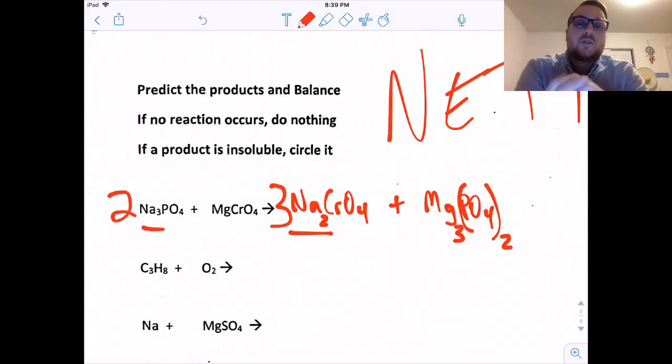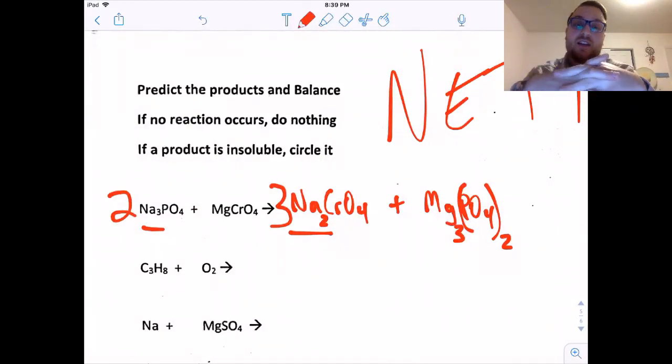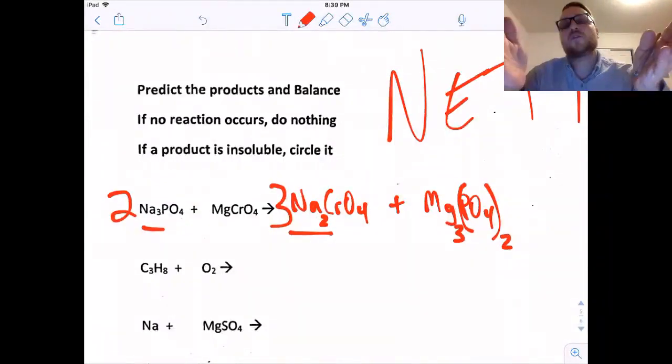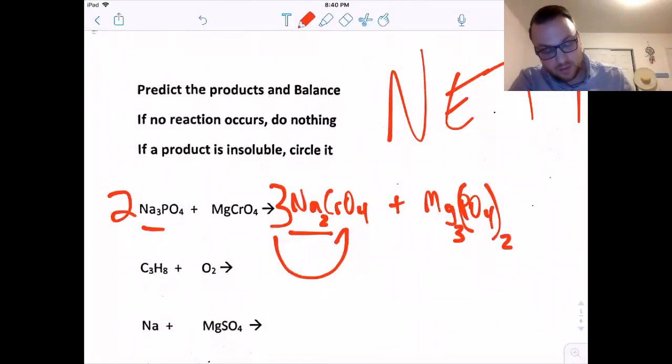Now, if you have these polyatomic ions, aka phosphate and chromate, sometimes it's easier to just balance those as their own separate thing instead of looking at the P's and the Cr's and the O's. So I'm going to treat CrO4 as its own species, and I got 3 of them on the right side and only 1 on the left. So I know I need to put a 3 here.